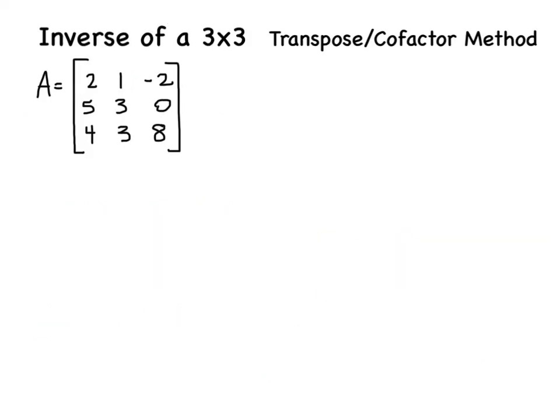Here we go. Ready for a roller coaster? A roller coaster that you're going to throw up on afterwards. So, we're going to do an inverse of a 3 by 3. We are going to use the transpose cofactor method.